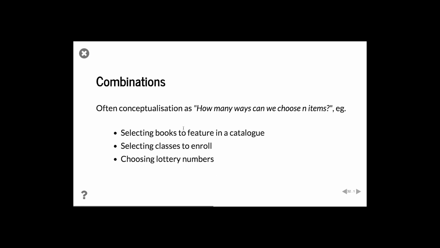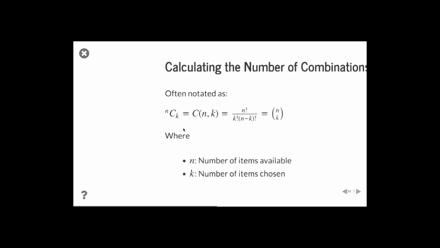Now, combinations, otherwise conceptualized as how many ways can we choose n items. So now we don't care about how we order them, we're just selecting them. So, for example, which books would we feature in a catalog, or maybe picking out our lottery numbers. The gambling is bad, so don't do that.